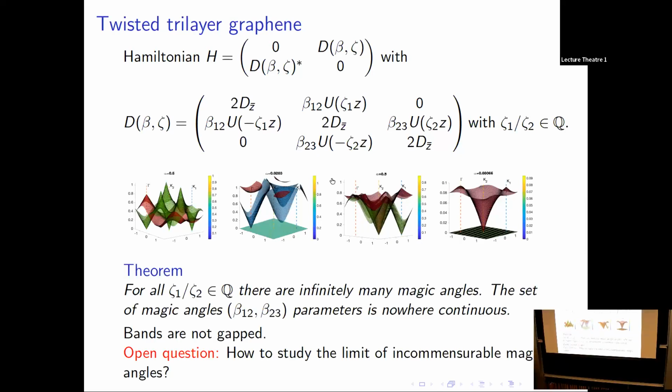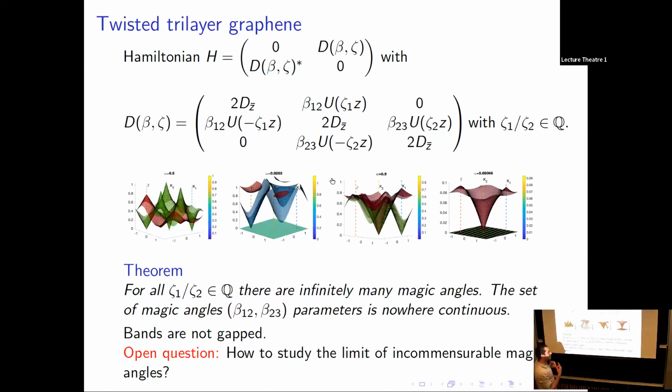And similarly, one can show there that for all twisting angles, there are infinitely many magic angles. So I should explain what that means. Before, I had my twisting angle here, I did a transformation. I had it in the parameter alpha. So I can ask the question, fixing zeta 1, zeta 2, these rational commensurable parameters, what are the parameters beta such that this one exhibits a flat band? And it turns out that there are infinitely many such parameters beta such that this Hamiltonian for fixed zeta 1, zeta 2 has a flat band.